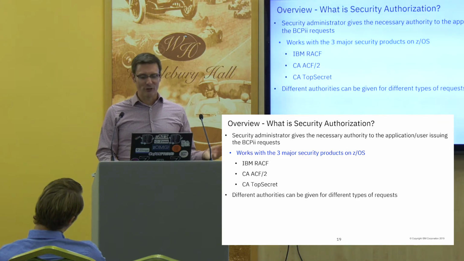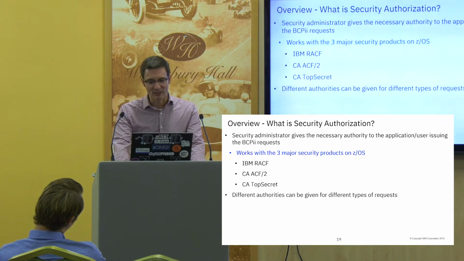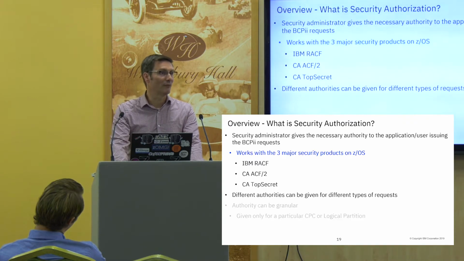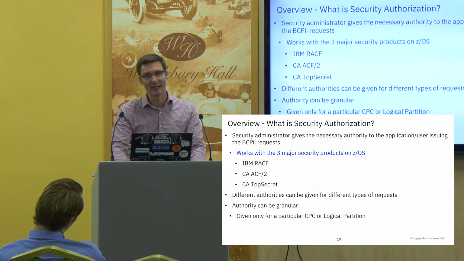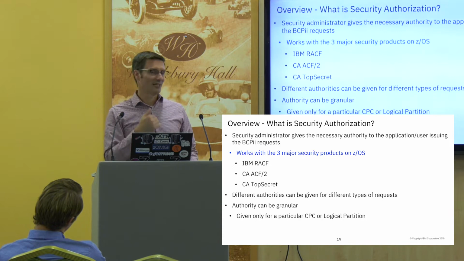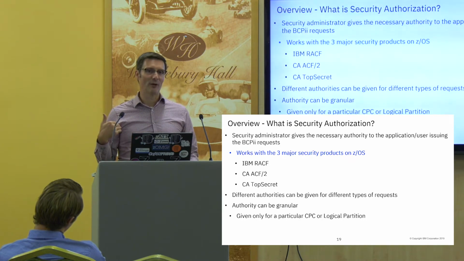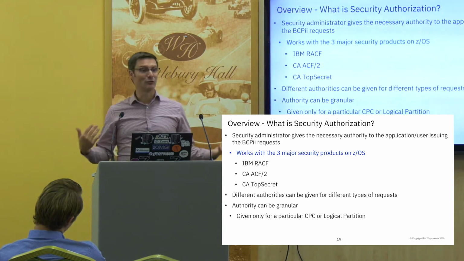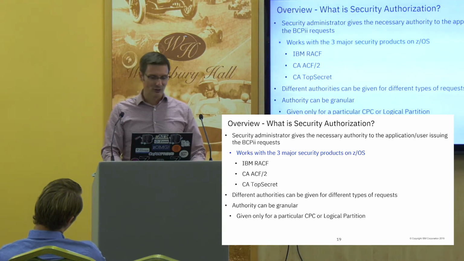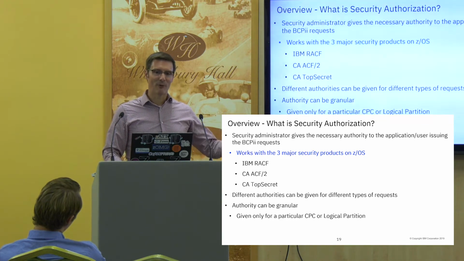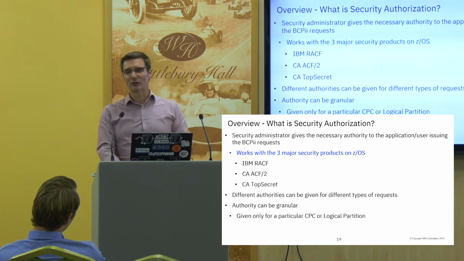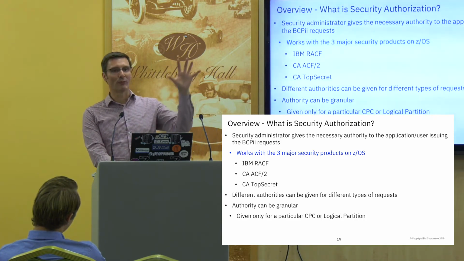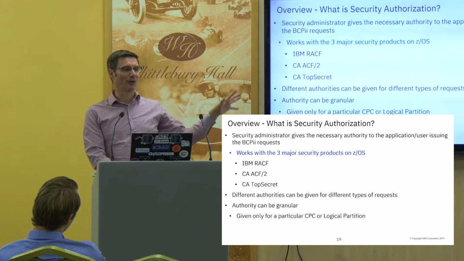And again, different authorities can be given for different types of requests. And the authorities can be very granular in nature. So I can give authority only for a particular CPC or to a particular LPAR, and I can only allow them to do read functions, or I can let them do crazy stuff. So again, you need to have program authorization. Is this program an extension of the operating system? It is. Okay. And which users am I going to allow to use that, and to what resources in my hardware configuration am I going to allow them?